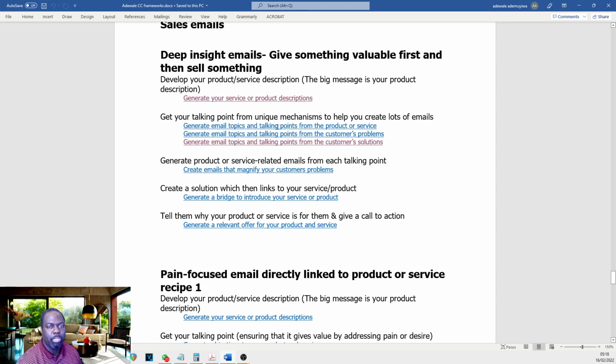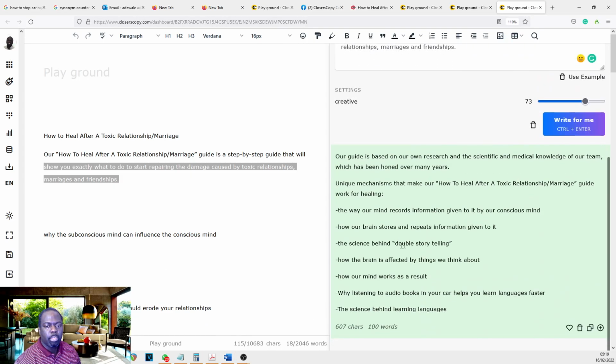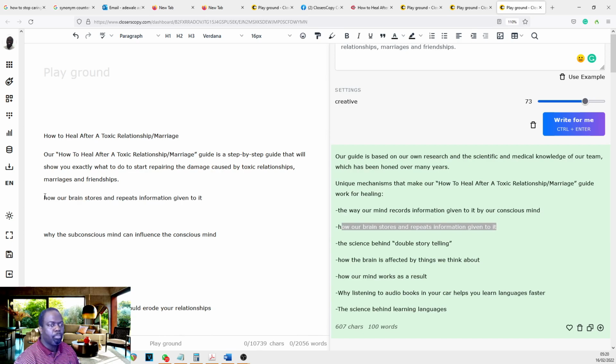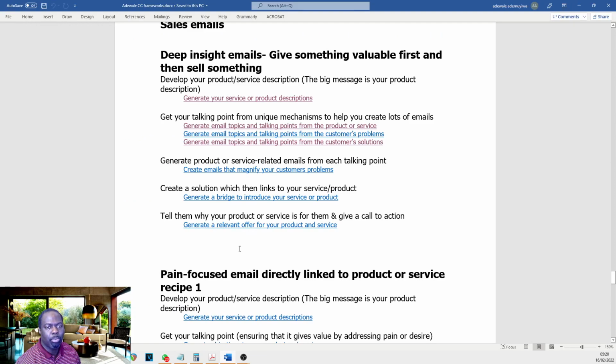Now you want to generate talking points. You could generate talking points from the product itself. You could generate talking points from the customer's problems or their solutions. So these are the talking points that we have from here now. So the way our mind records information given to it by our conscious mind. What we just did, we could take one of these and plug it in as your talking point, and also go to the next step and show you how that would work. The next step would be generate service related emails from each talking point.